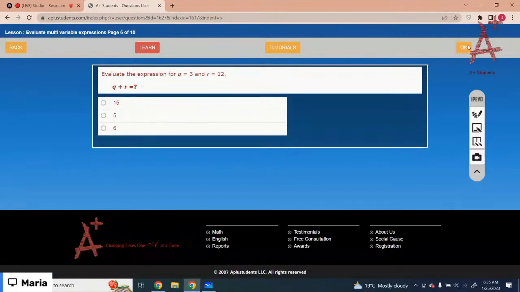Okay, evaluate the expression for q equals 3 and r equals 12. So you have to do 12 plus 3. So 12 plus 3 equals 15. Got it? 12 plus 3 is 15. So the correct option is 15.